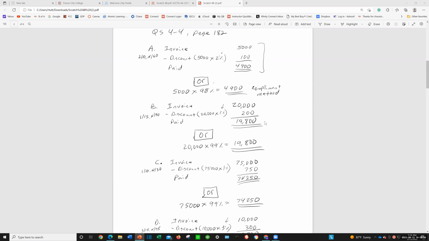Well, invoice minus the discount, we're going to pay 19,800. Now, if we use the complement method, we know the invoice is 20,000. We know we're getting 1% off. So we're going to pay 99% of it. So 20,000 times 99% is 19,800. Same amount. It's just quicker, right?